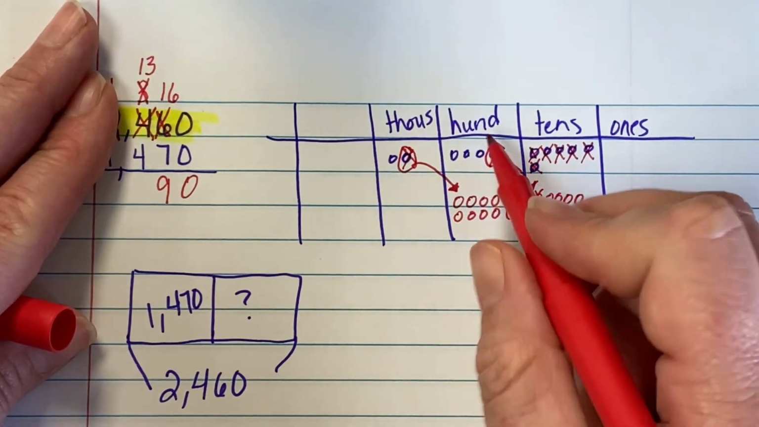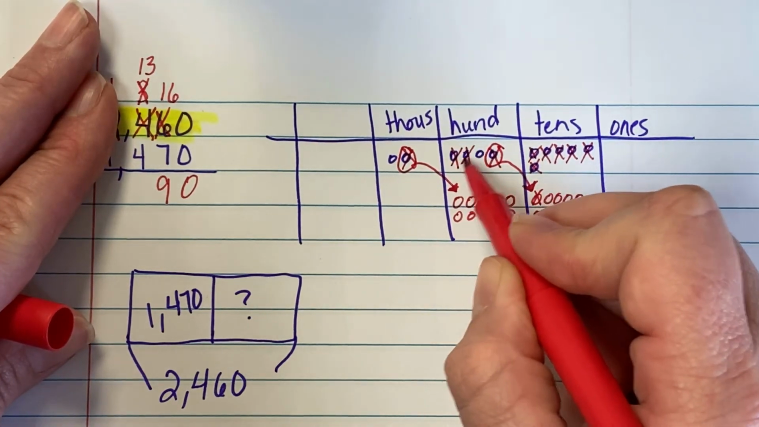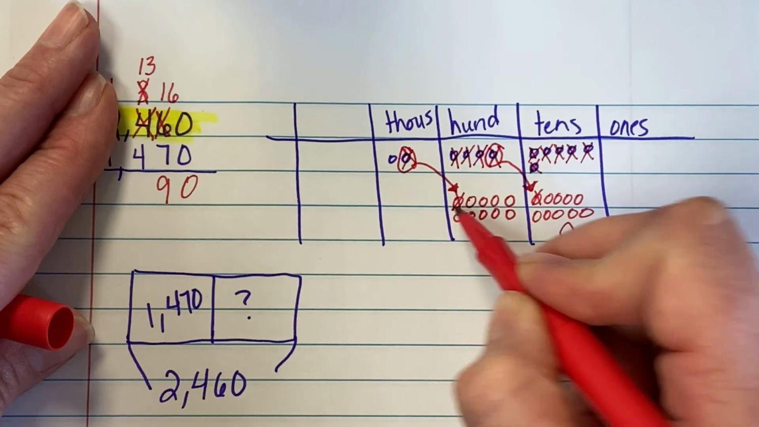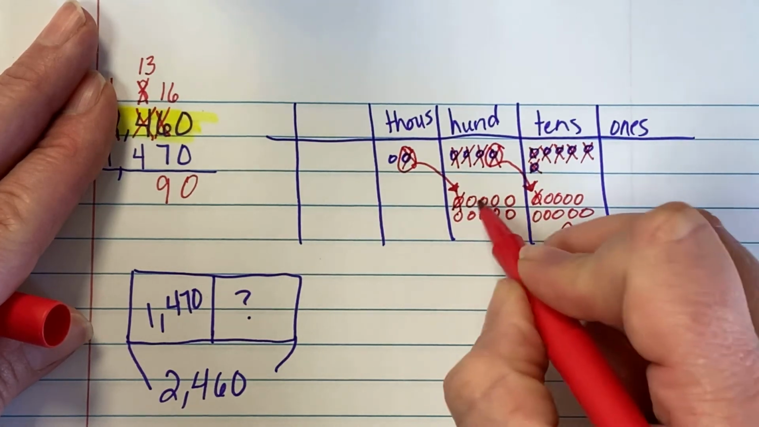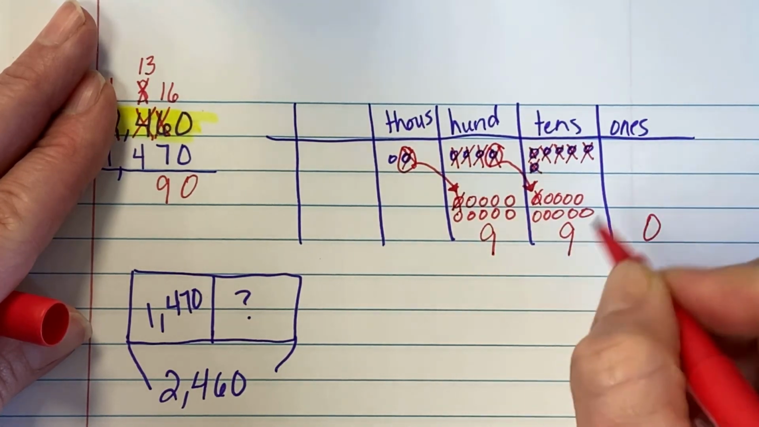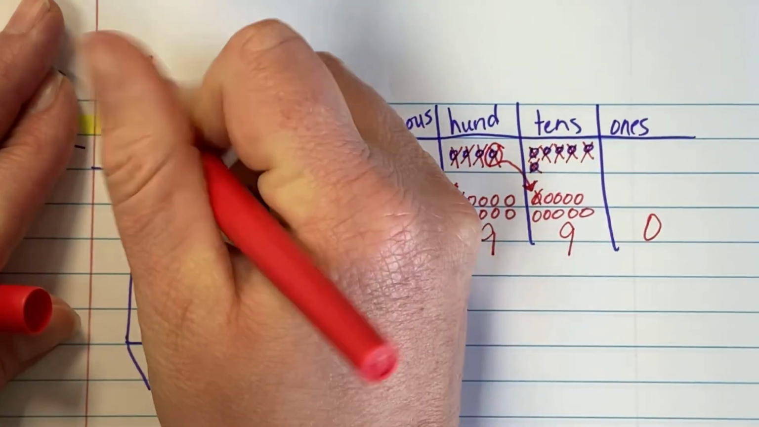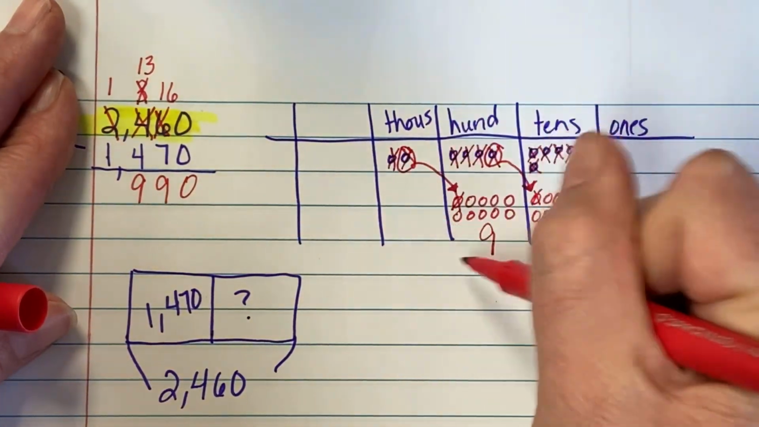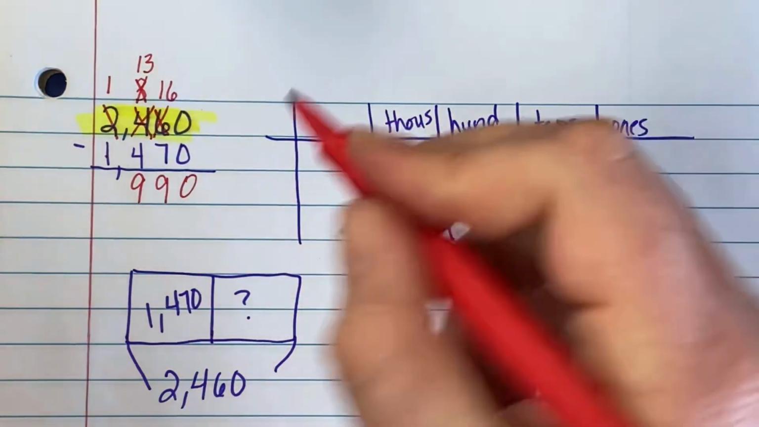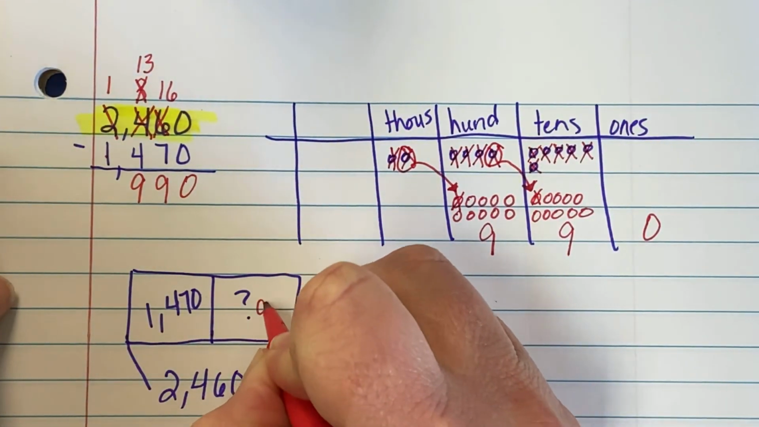Now I can take 4 away. 1, 2, 3, 4. So I have 5 plus 4, which is 9. And then I need to take 1 away. And if I take 1 away, I have nothing. So my answer should be 990.